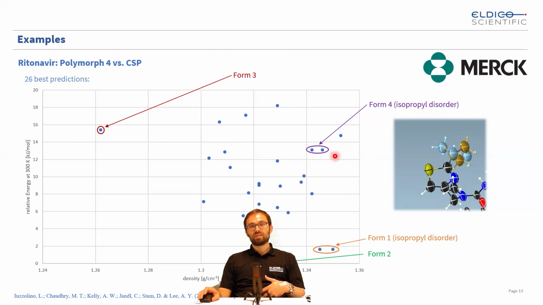But we also see the form 4 that we are interested in here. And actually we see that both form 1 and form 4 appear twice because there is this disorder of an isopropyl group that basically leads to the prediction of two structures that are almost identical in energy for these two cases.